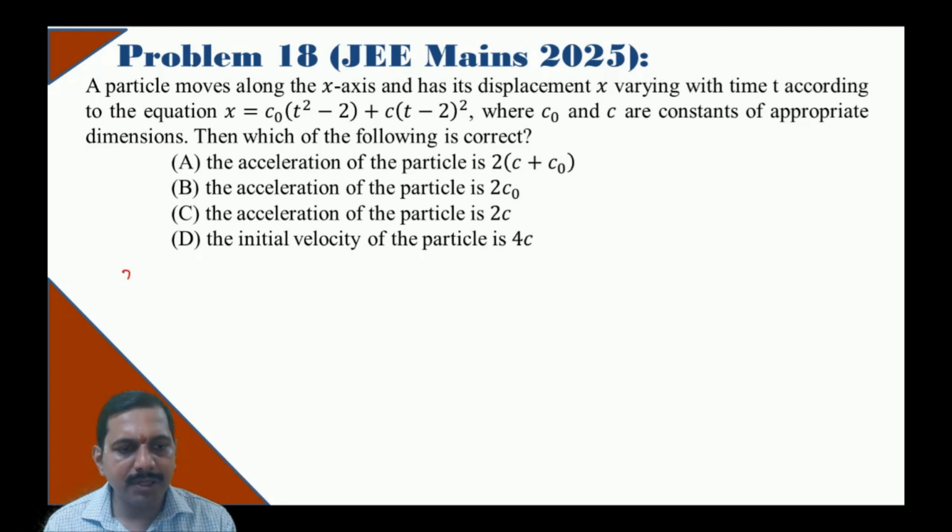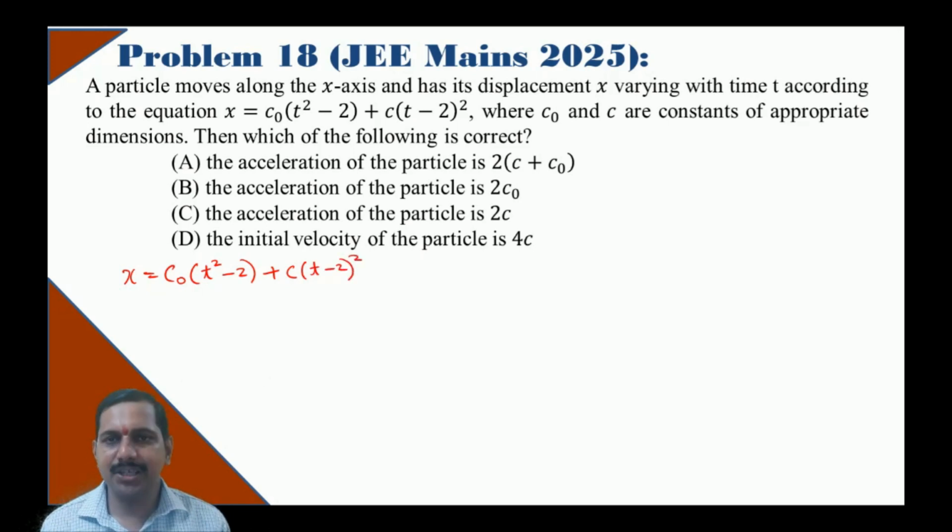First of all, what is given is x is equal to C0 into t squared plus C into (t minus 2) the whole squared. Whenever acceleration or velocity is asked, we have to directly differentiate. And here x is a function of t, rather than t being a function of x, which is seen in other problems we have solved previously. So let us differentiate with respect to time.